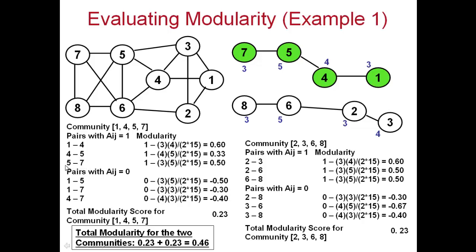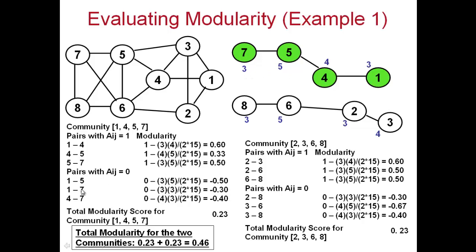For the pair 5, 7, the degree of vertex 5 is 5 and for 7 it is 3 in the original graph. So it is 3 times 5 divided by 2 times 15, 1 minus that.